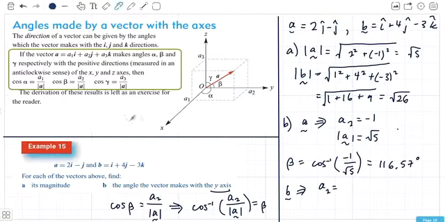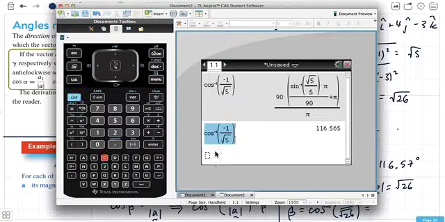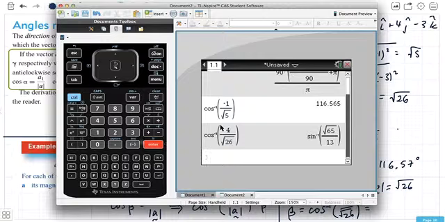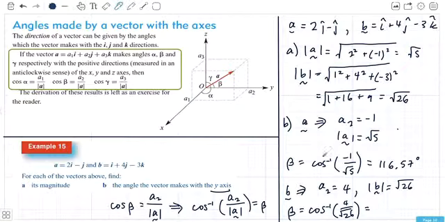For the next part, for the vector B, again we've got a similar kind of thing. a2 is that coefficient of j, which in this case is 4. The modulus of b we know is the square root of 26. So the angle that the vector makes with the y-axis would be the inverse cosine of 4 over root 26. And again, I'm just going to use my calculator for that. Again, I'd like this to just be an approximate, so I'll just put an approximate, Control Enter, and I've got 38.33. So 38.33 degrees.